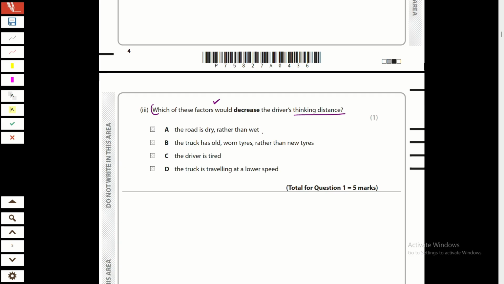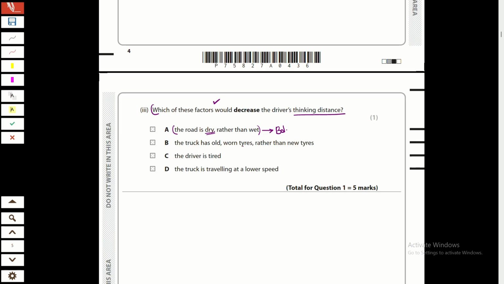The road is dry rather than wet. So this factor actually affects the braking distance and not the thinking distance. We know that the condition of the road affects the braking distance. If the road is dry rather than wet, then obviously the braking distance would be decreased because there will be greater friction between the tires and the road. So this factor affects the braking distance and not the thinking distance. It has no relation with the thinking distance.